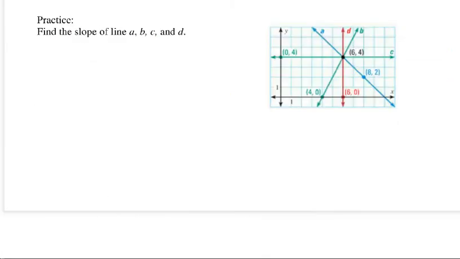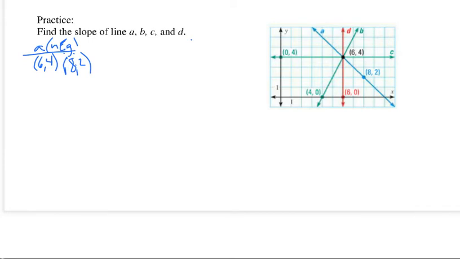Alright, so this question is to practice finding the slopes of 4 different types of lines. The first one is line A. In our picture off to the right, it is the blue line. We can see from left to right it's decreasing, so our slope should be a negative number. The 2 coordinates that are on the blue line of line A are (6, 4) and (8, 2). So those are the 2 coordinates we're going to use to find the slope of the line.